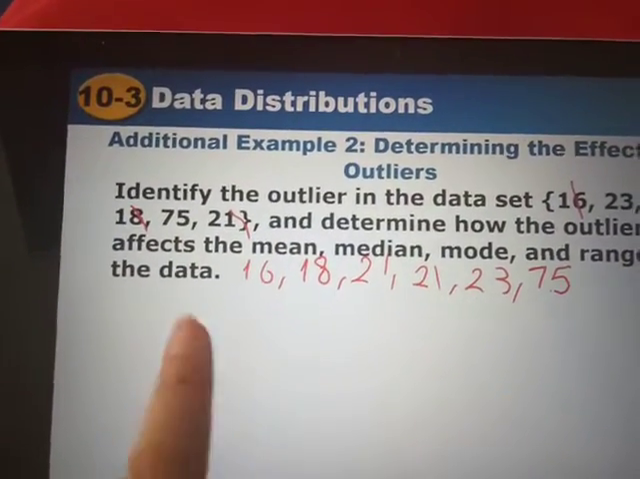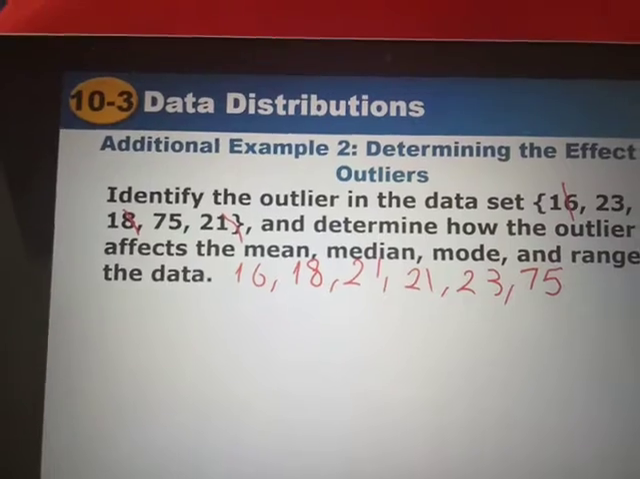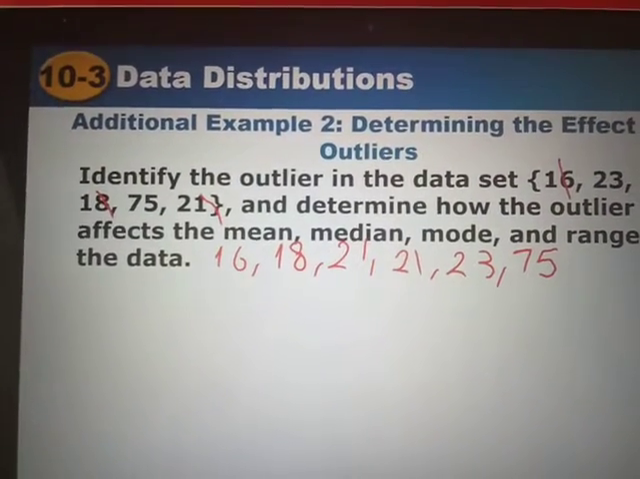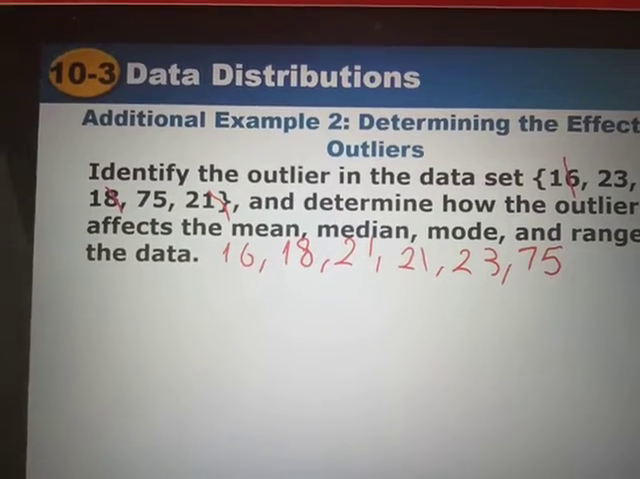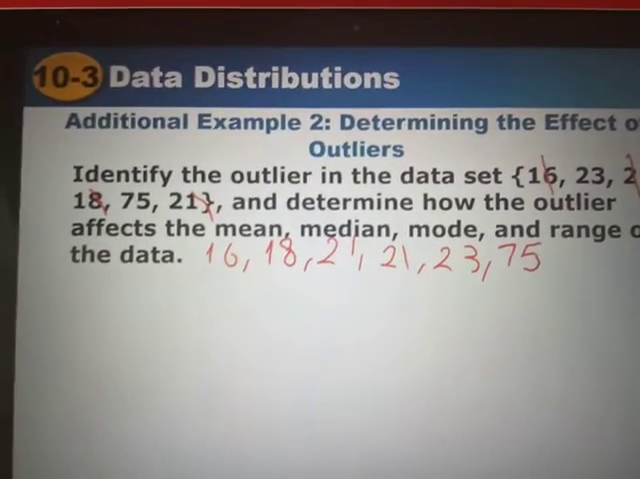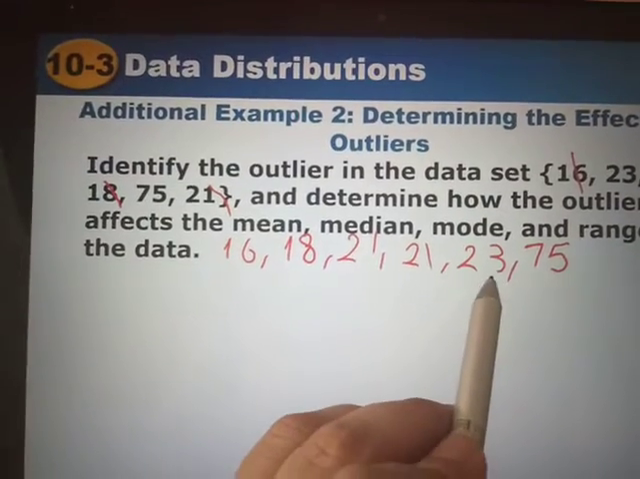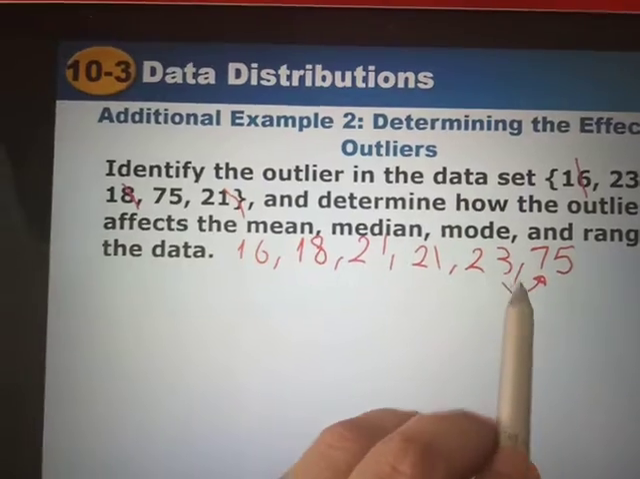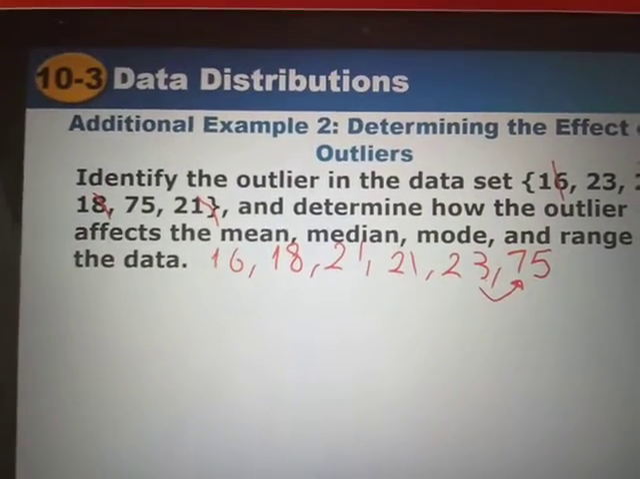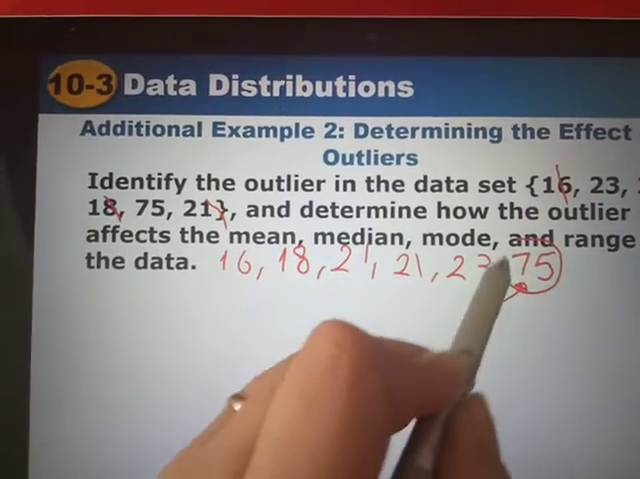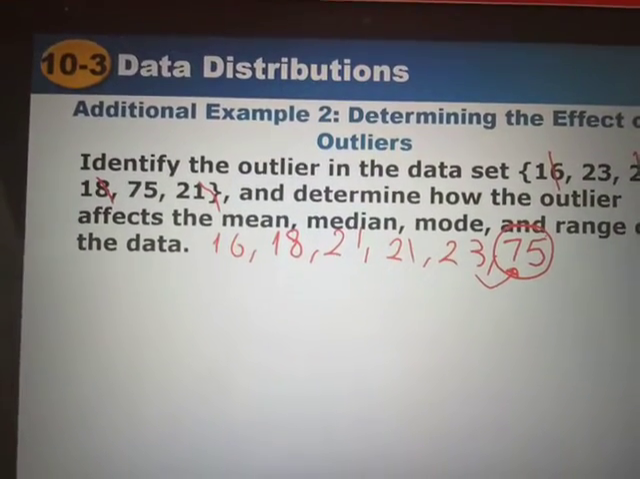Look at here, 16, 18, 21, 21, 23. These data are near to each other. The difference between them is 2, 3. But look at here, this is 23 and this is 75. So we have a big gap between these two numbers. So the outlier here is 75. Understood?